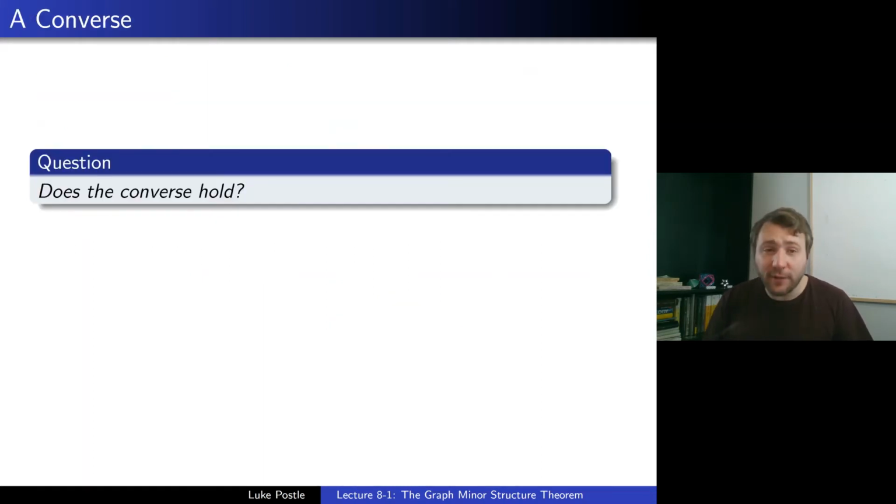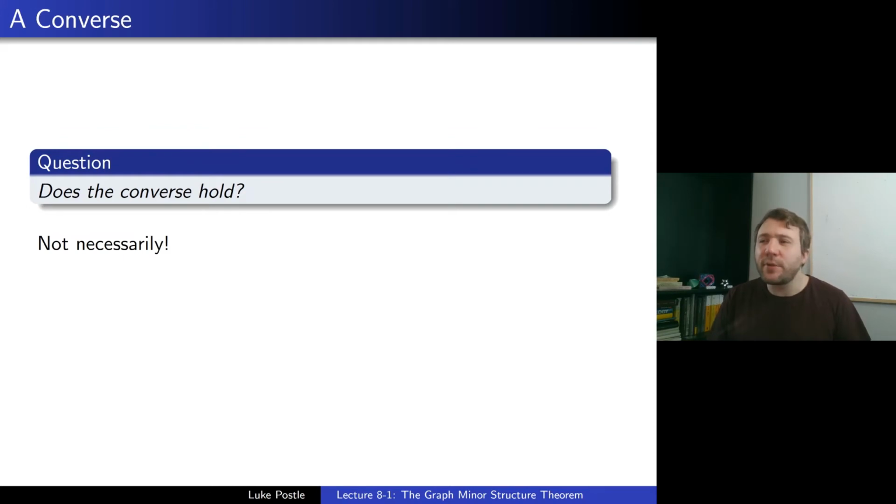So is there a converse? That's a good question. Does the converse of the graph minor structure theorem hold? Is it an if and only if? So if I have this structure, is it clear that I don't contain a K_t minor? So maybe think about that. The answer is kind of not necessarily.